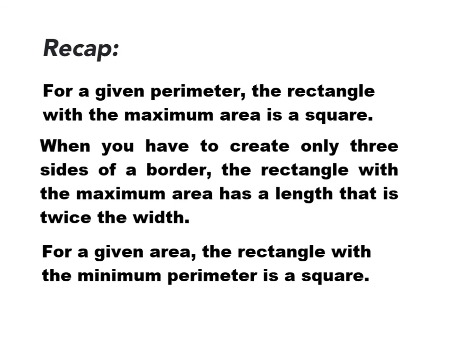To recap, the 3 geometrical facts that you should be aware of and utilize to solve problems are: for a given perimeter, the rectangle with the maximum area is a square. However, when you have to only create 3 sides of a border, the rectangle with the maximum area has a length that is twice the width. And lastly, for a given area, the rectangle with the minimum perimeter is a square.